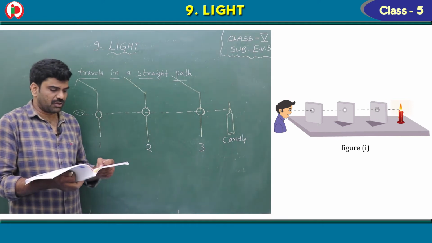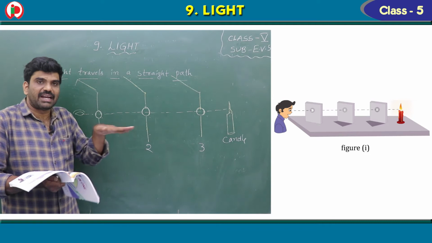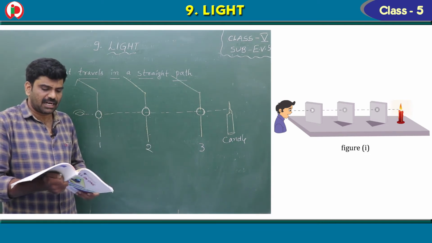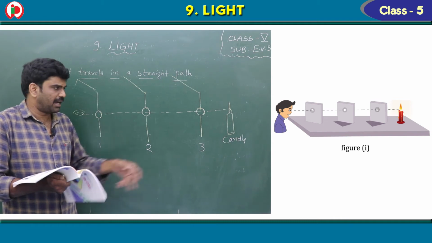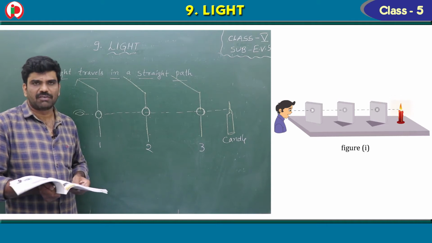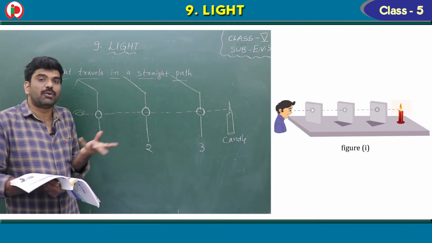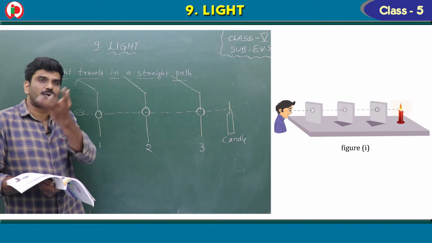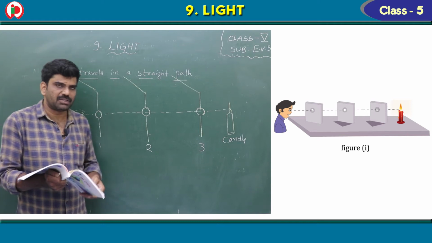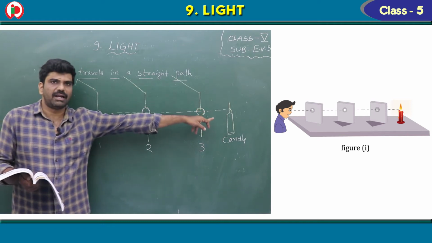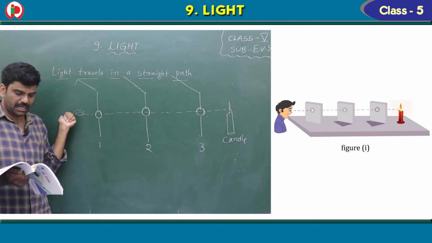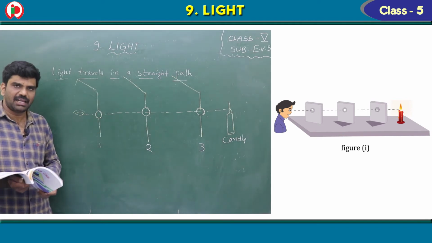Ensure that all holes lie in a straight line. These 3 holes lie in a straight line. Also place a lighted candle at one end with the flame at the same height. Close the doors and windows of the room. In whichever room you are doing this experiment, make sure that the doors and windows are closed. See the candle from the holes at the opposite end. So the candle is at one end and the 3 cardboards, and we are seeing from the opposite end. Can you see the flame of the candle?